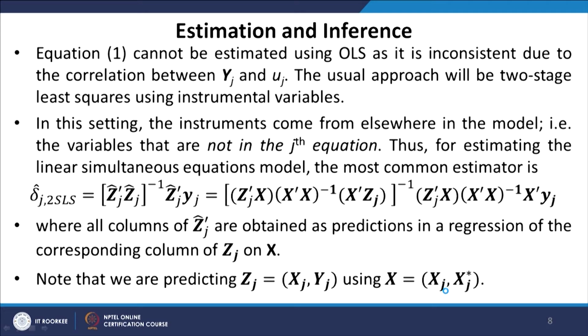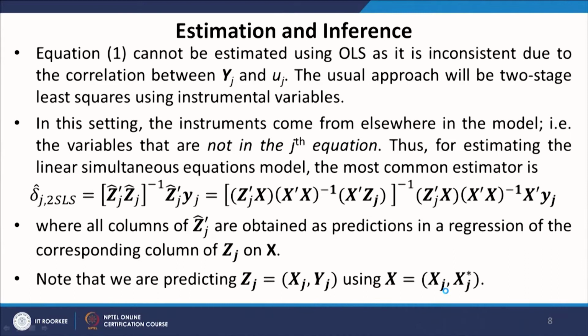We use instrumental variables in certain situations. One such situation is when we expect that some of the variables are actually correlated with the error term. So, we need to use some instrumental variables. In this setting, the instruments come from elsewhere in the model, that is, the variables that are not in the jth equation can be utilized to form the instrumental variables.